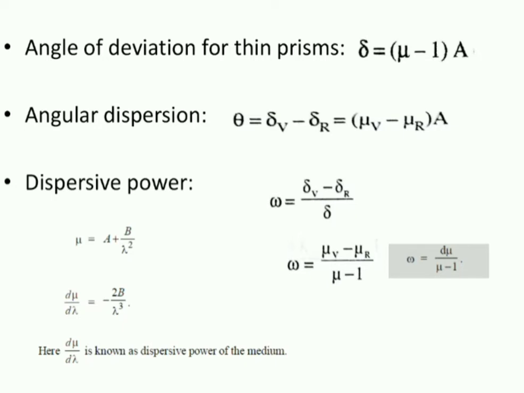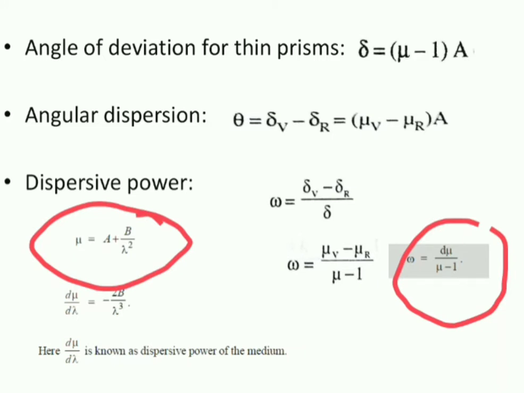If you write mu v minus mu r as the change in refractive index d mu, we can also write omega is equal to d mu by (mu minus 1). And from Cauchy's formula, which we have just studied, mu is equal to A plus B by lambda square. When you differentiate it with respect to wavelength, d mu by d lambda comes out to be minus 2B by lambda cube. This d mu by d lambda is known as the dispersive power of a medium. For any medium, if dispersive power is asked, you can write it as d mu by d lambda.